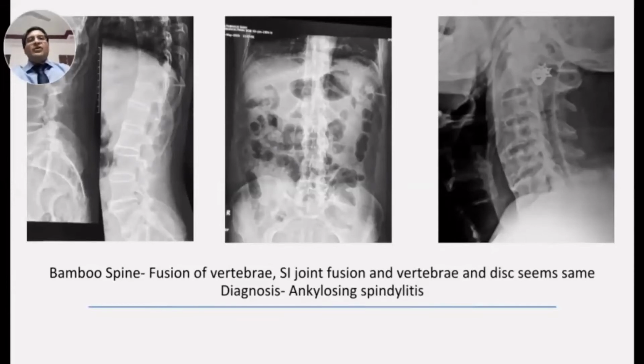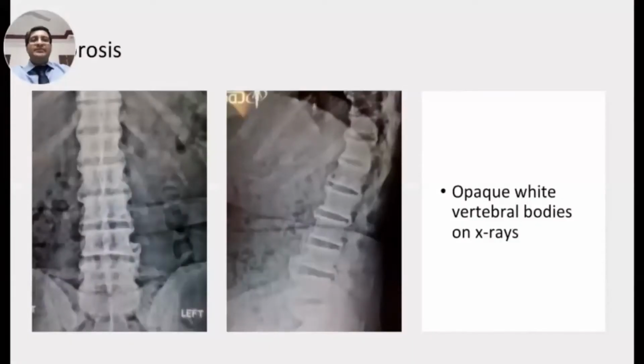If we see fusion of all vertebrae and discs in AP and lateral films with sacroiliac fusion, it is suggestive of ankylosing spondylitis or bamboo spine. Radio-opaque vertebra or increased density with fusion of vertebrae will indicate fluorotic spine, as shown in this X-ray.